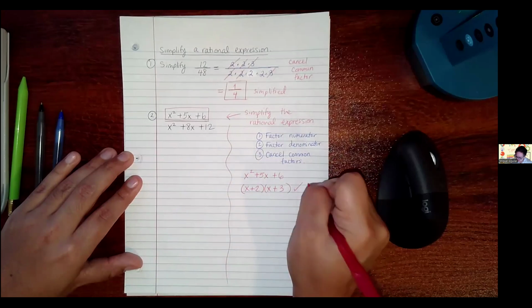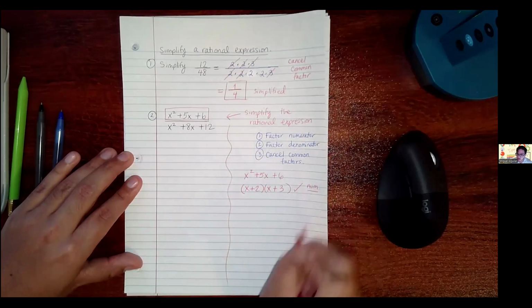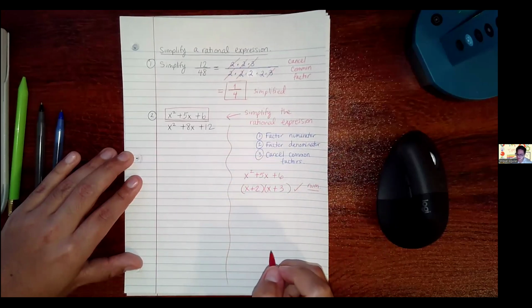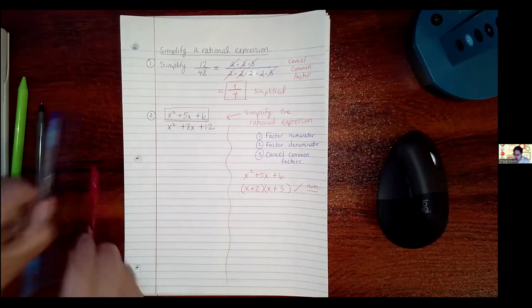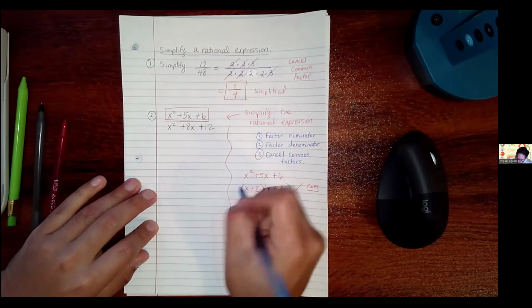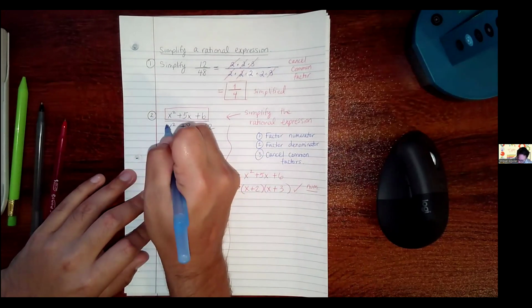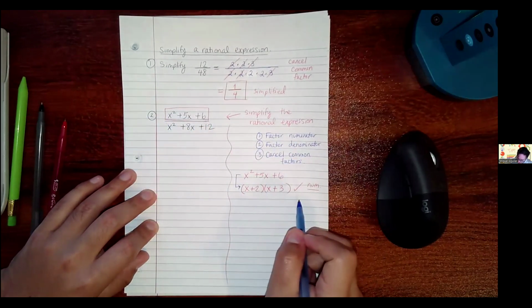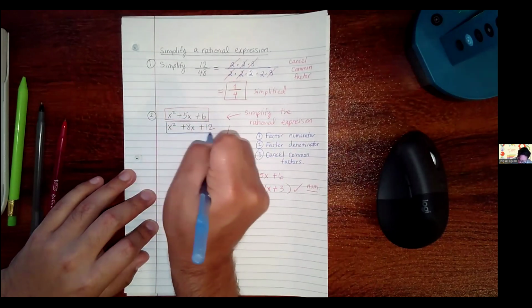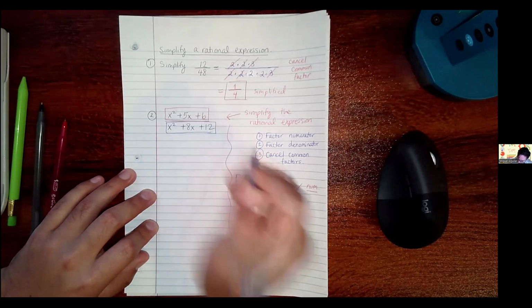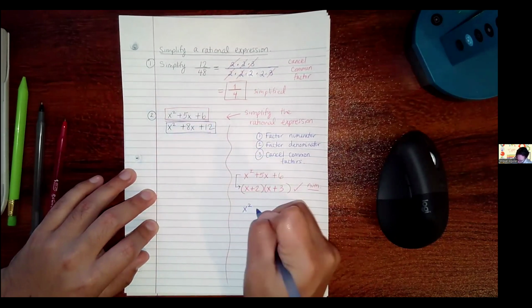Okay. This is my numerator. I'm just going to label as num. If you need to go through the whole AC method, please do so, but I just don't want to hold you guys back longer than I have to. So that's step one, factor the numerator. Step two, factor the denominator.